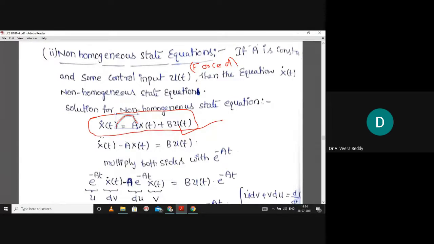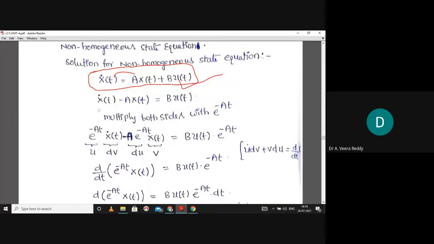So therefore, whenever you bring this term to this side, x dot of t minus a x of t equals b u of t. You can multiply both sides with e power minus at. This is a very simple procedure.